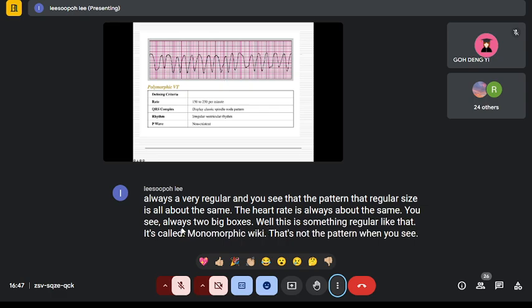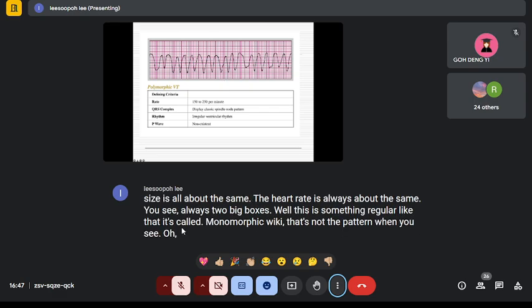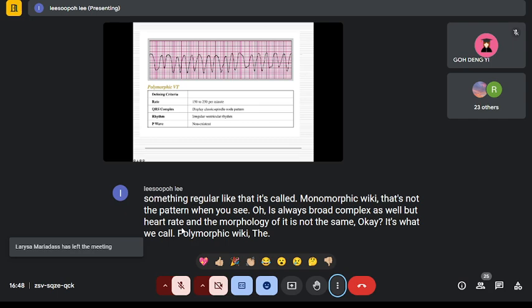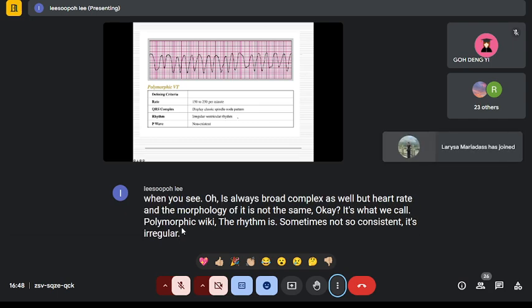There's another pattern where it's always a broad complex as well, but the heart rate and the morphology are not the same. This is what we call polymorphic VT. The rhythm is sometimes not so consistent, it's irregular, and you don't see a P wave. It's called polymorphic VT.